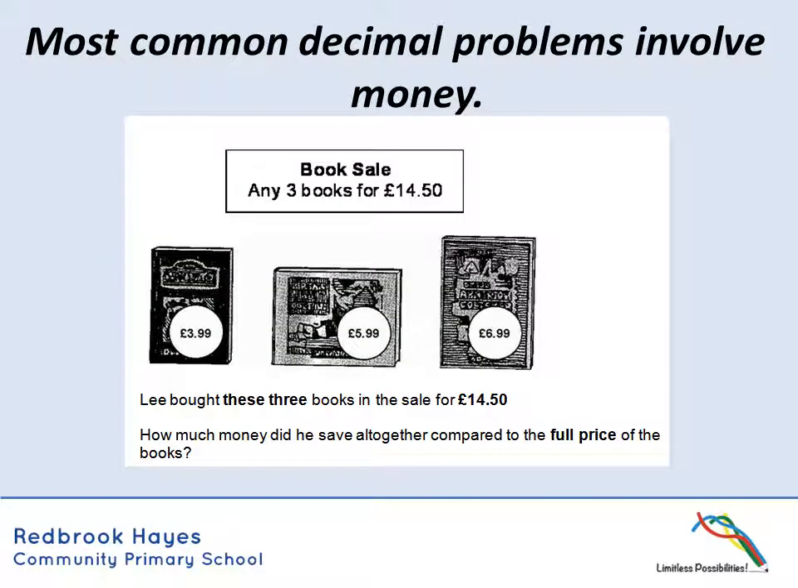The most common decimal problems obviously involve money, and remember, they all have two decimal places. Let's have a look at this question then. We've got the book sale, any three books for £14.50, that's the advert. And you've got three books there with their prices on. Now they're the original prices, and it says Lee bought these three books in the sale for £14.50. So he's taken up that offer that you can see there above for £14.50. And the question is, how much money did he save altogether compared to the full price of the books?